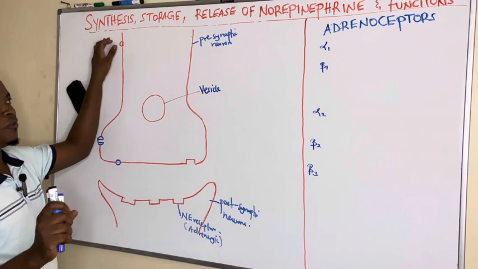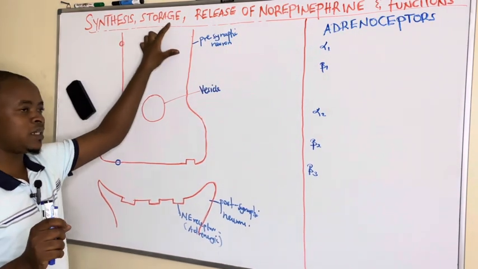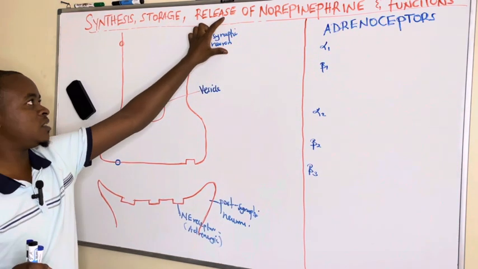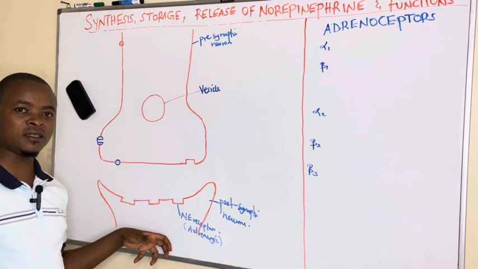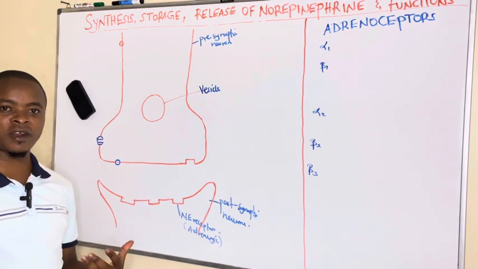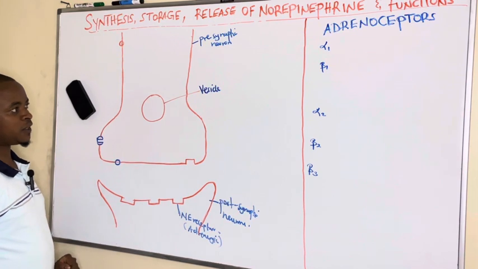So we want to look at the synthesis. How is norepinephrine synthesized? How is it stored? Then how is it released to bind to the receptor? And after binding, how is it degraded within the synaptic cleft?